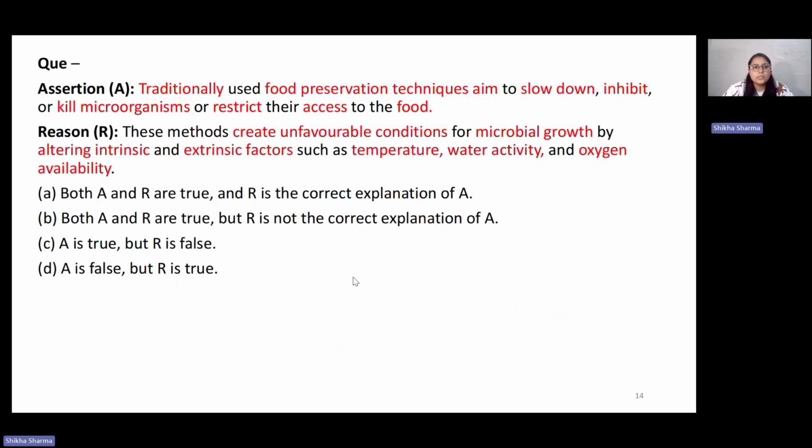Okay, let's move to the next question. The assertion is saying that traditionally used food preservation techniques aim to slow down, inhibit, or kill microorganisms or restrict their access to the food. The reason is saying that these methods create unfavorable conditions for the microorganism to grow by altering the intrinsic and extrinsic factors like temperature, water activity, and oxygen availability. So we need to tell if the assertion and reason are correct, and if the reason is giving the correct explanation of the assertion.